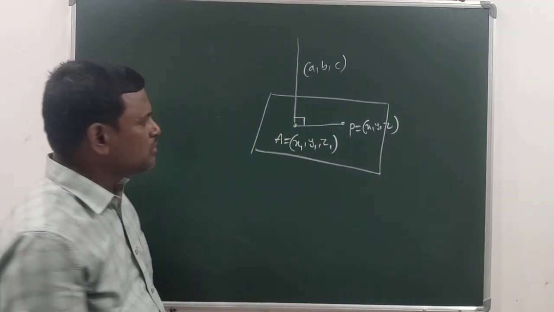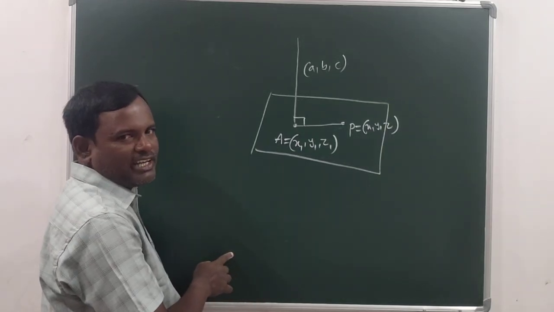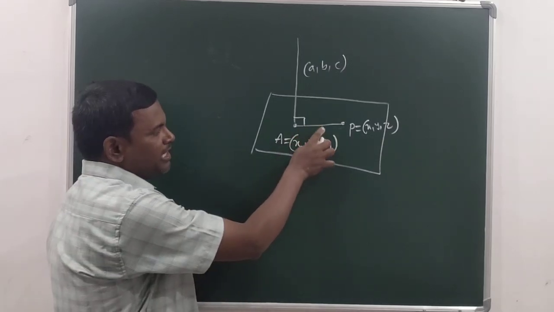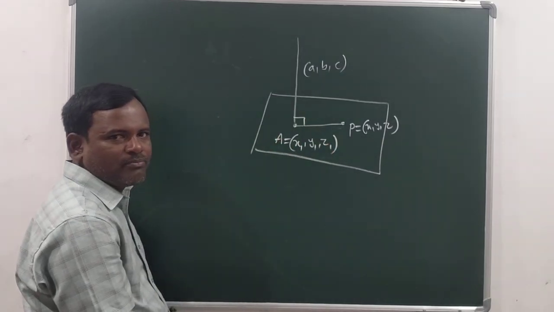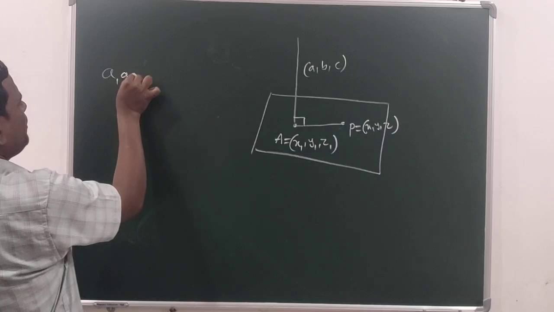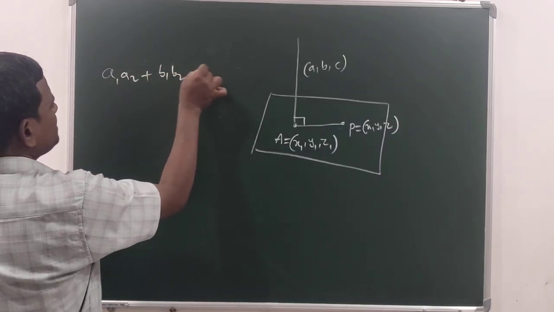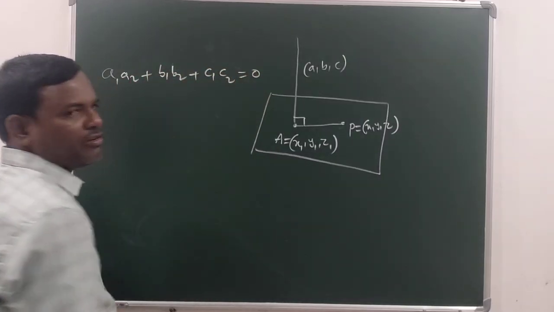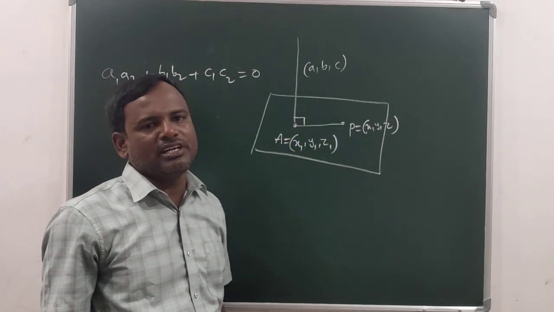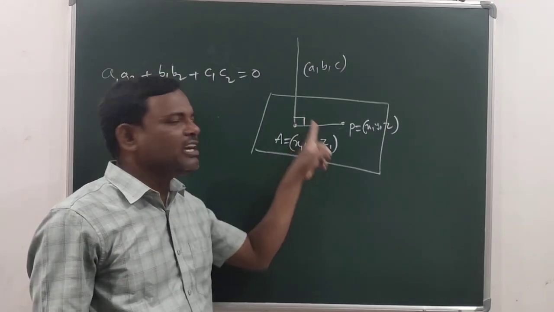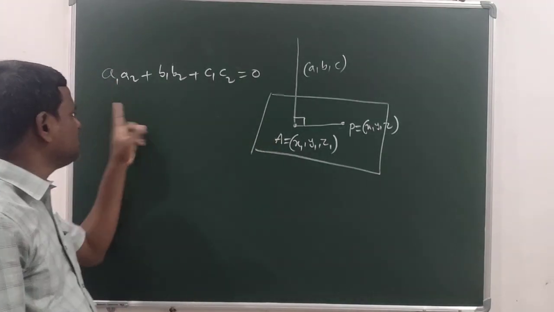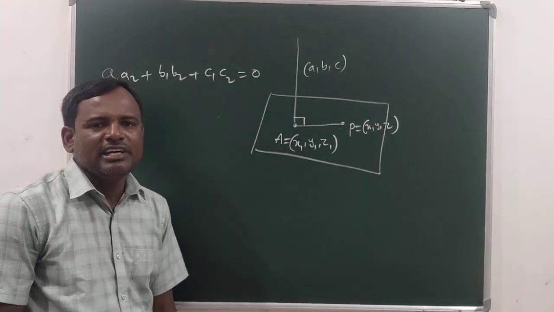Okay, students, in 3D geometry you learned that if the DRs of two lines are given and the two lines are mutually perpendicular, then A1 A2 plus B1 B2 plus C1 C2 is equal to 0, where A1 B1 C1 are the DRs of one line and A2 B2 C2 are the DRs of the other line. This is the condition which you learnt in 3D geometry.